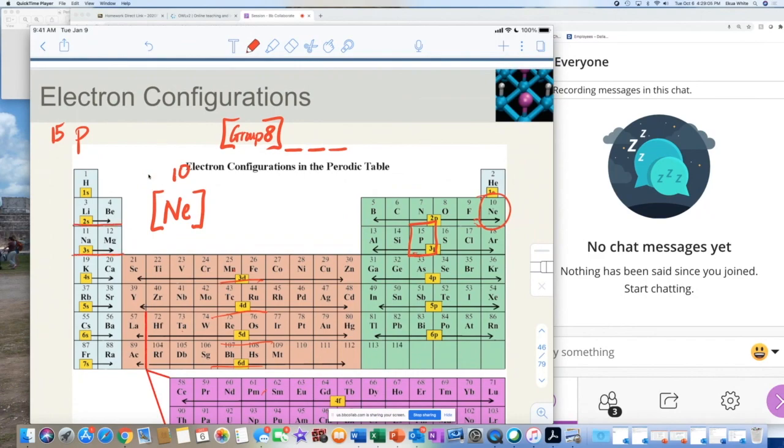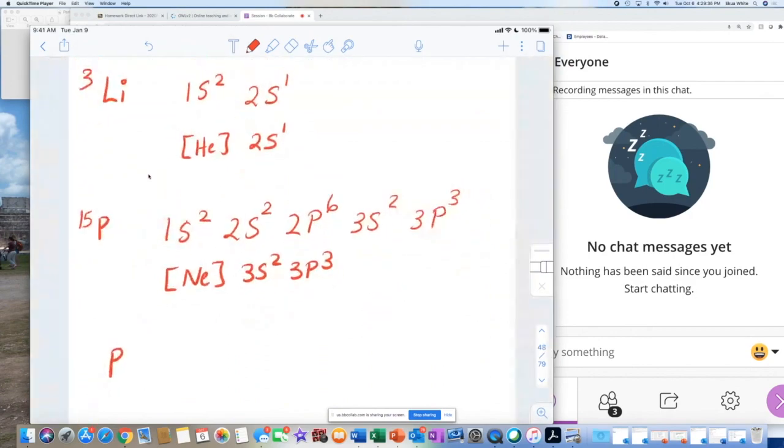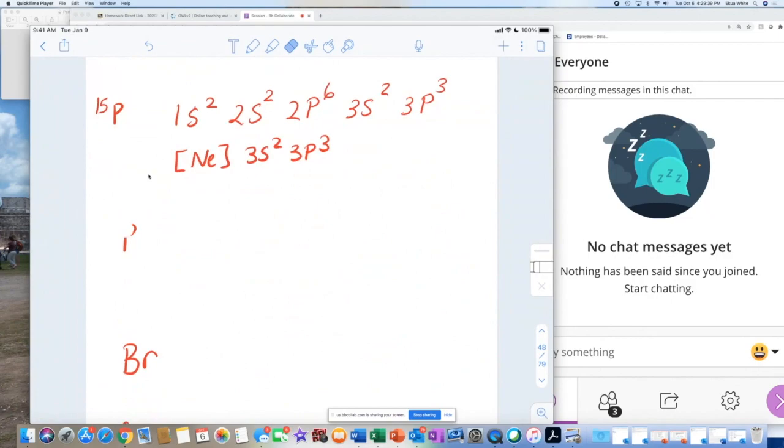You want to fill in the 3s sublevel: 3s2. And then we get to the 3p level, but you only fill 1, 2, 3. So the shorthand for phosphorus is neon, 3s2, 3p3. This is the shorthand, and it makes more sense as you get into larger elements, because then you can see how much less you have to write. Bromine has 35 electrons.